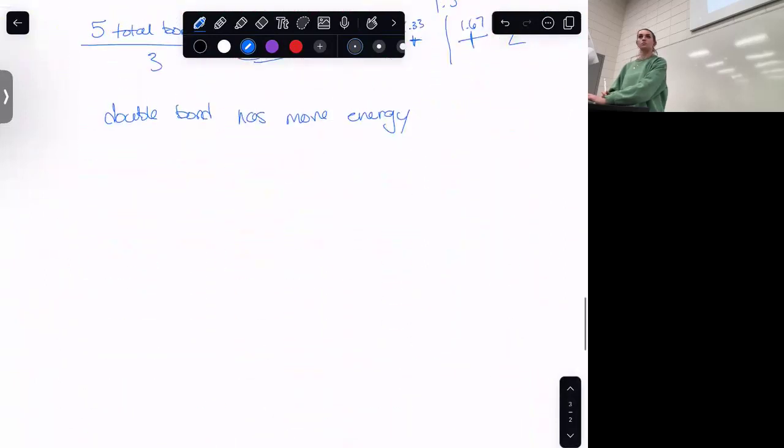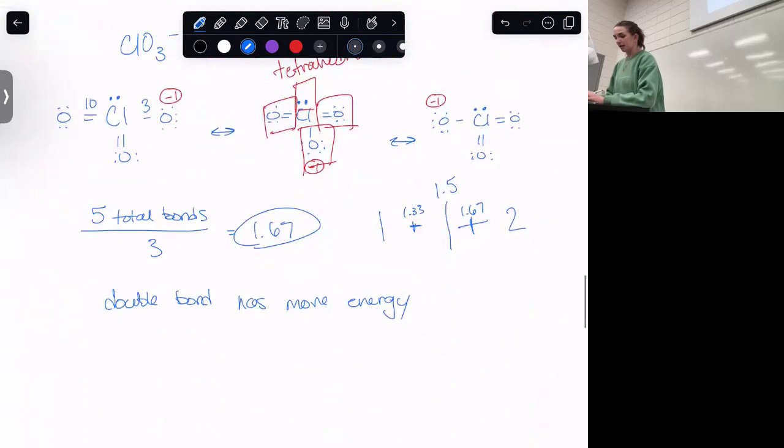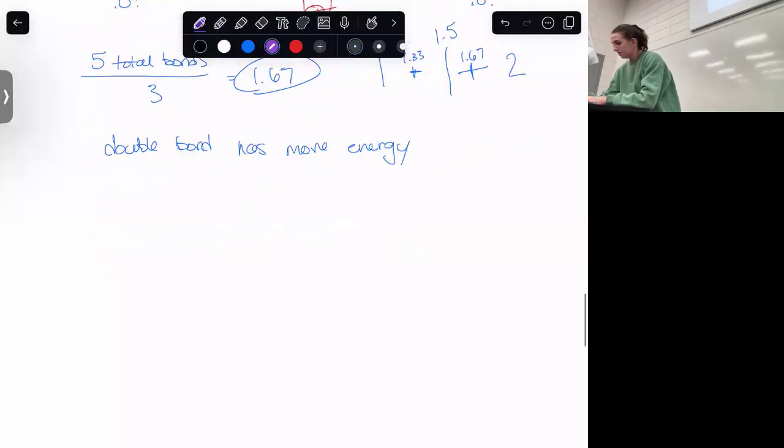Is it the overall, not the individual, the dipoles and everything? Yes, the overall dipole, absolutely. Okay, so did you already do lab? Yes, you know about dipoles. Okay, so let's look at the chlorine one again while we're here. I'll just draw one structure.